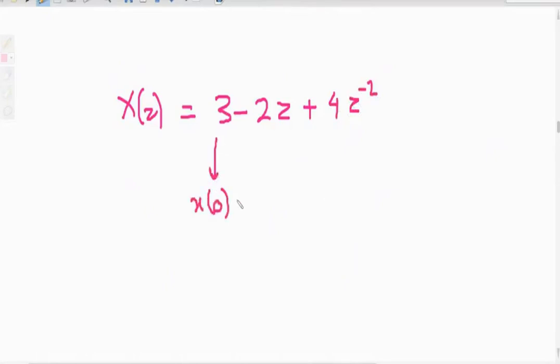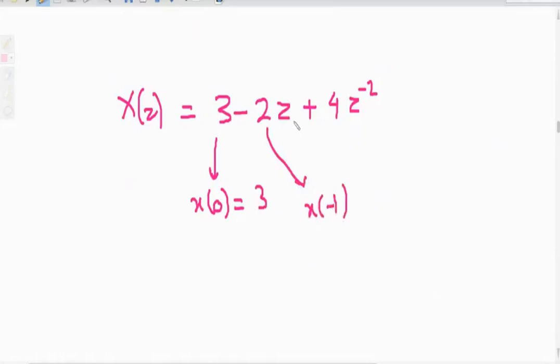One more example, let us say x of z equal to 3 minus 2z plus 4z raised to -2. Okay, so here constant means x of 0. This is x of 0. X of 0 value is 3. Now here z has a positive power, that means it is nothing but x of -1.